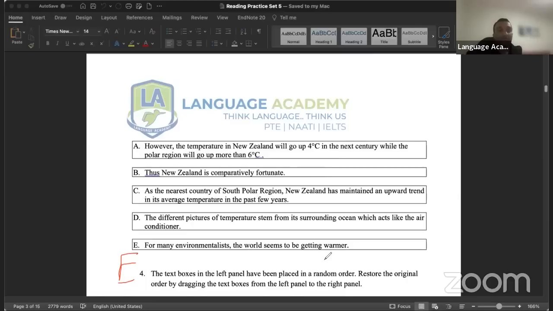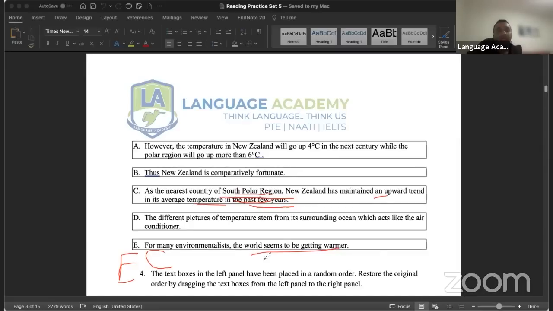Now, up till now, I only know this information that temperature is increasing, right? Now he will give me an example that as the nearest country of the South Polar region, New Zealand has maintained an upward trend in its average temperature in the past few years. The world is getting warmer. So now he is giving you an example that although it lies in the southern polar region, still New Zealand has an upward trend in its average temperature. So I will put E and C. Two pairs are very easy in this one, EC, and the other pair I will tell you.